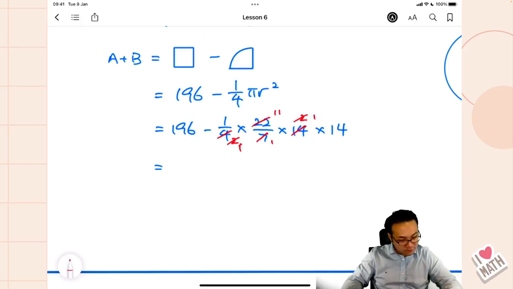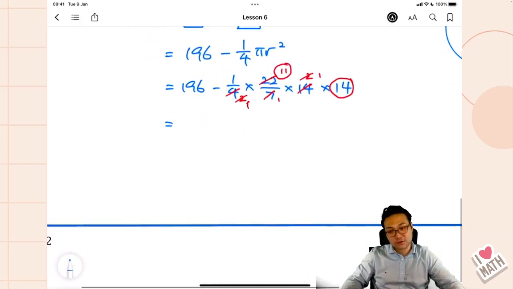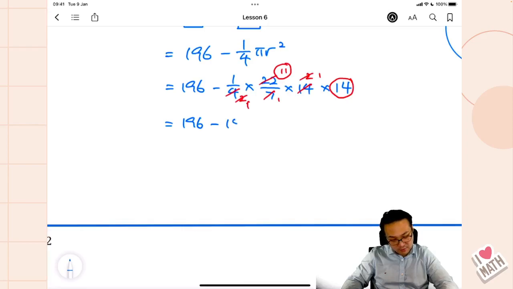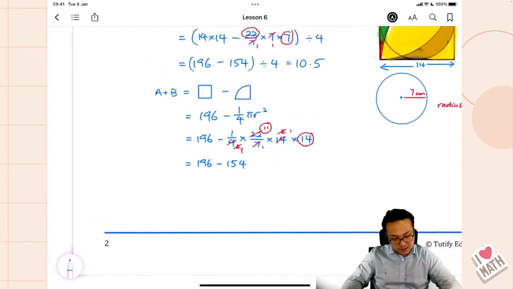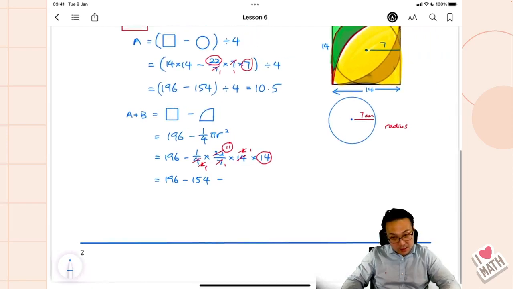So what are we left with? We are left with 11 times 14. Okay? So you end up with 196 minus 11 times 14, which is 154. Okay? And that will then give us 42.